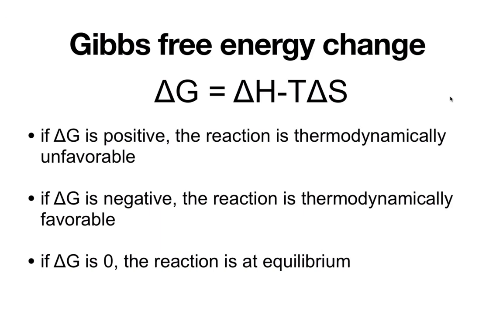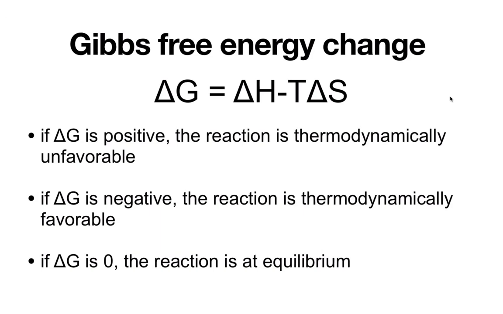And if delta G is negative, the reaction is thermodynamically favorable in the forward direction, but not in the backwards direction. And if your delta G is 0, the reaction is at equilibrium. And that's what we talked about before. It's not favorable either way. There's no drive to do anything.